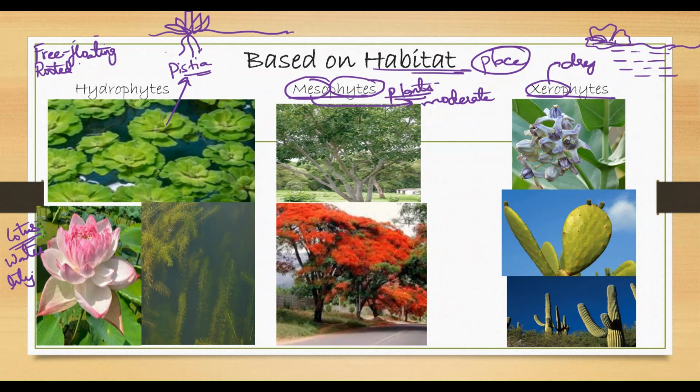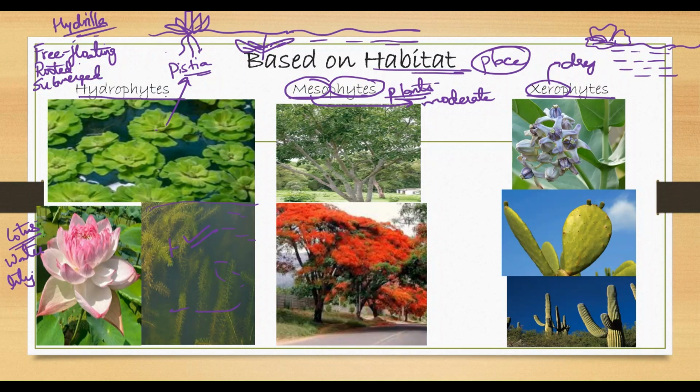Next, the third one is submerged hydrophytes. What are submerged hydrophytes? For example, if this is the water body, the plant lives inside. It's completely submerged in water, no floating. Example is hydrilla. This is hydrilla, completely submerged. Whatever you see, this is all water. Unlike your pistia and lotus, which float on the surface, hydrilla is a submerged hydrophyte.